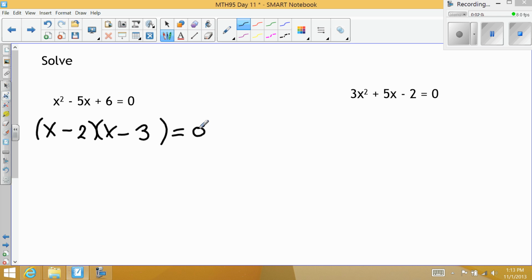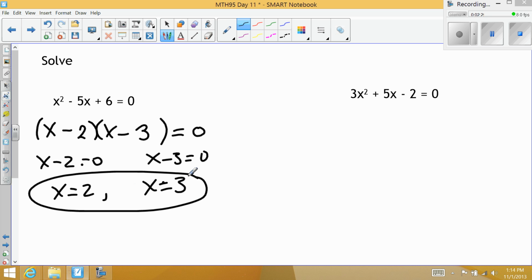Now, again, this is an equation, so we need to bring down the equal and the 0. And what our zero factor law says is we can now set each of these factors equal to 0. And we've got two simple linear equations to solve. This gives us our two solutions, x equals 2 and x equals 3. If we'd used the quadratic formula, we would have gotten the same result, but it would have taken us a lot longer to get there.